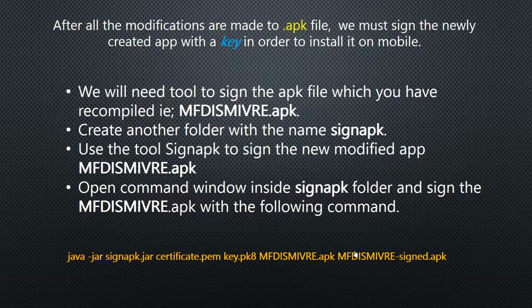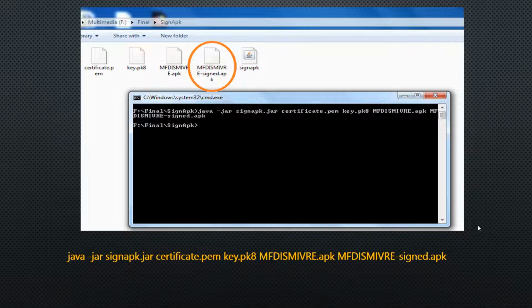Open a command window inside the APK folder and sign the APK with the following command. So this is the command which I have shown. So this is the command you are supposed to use. So in this way you can create the app.